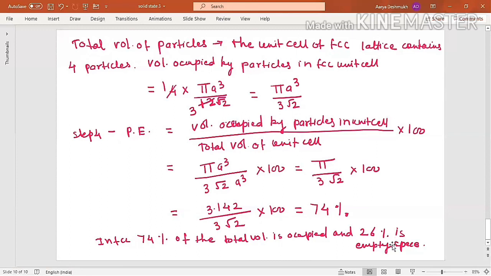So in this way, you can find out the packing efficiency in case of simple cubic lattice, body centered cubic lattice, and face centered cubic lattice.